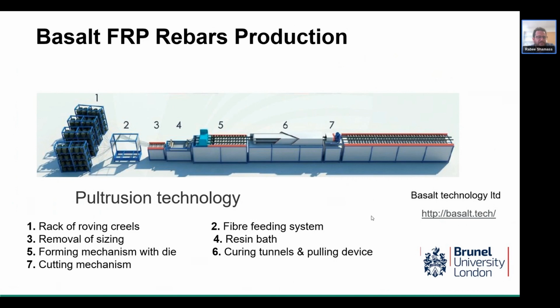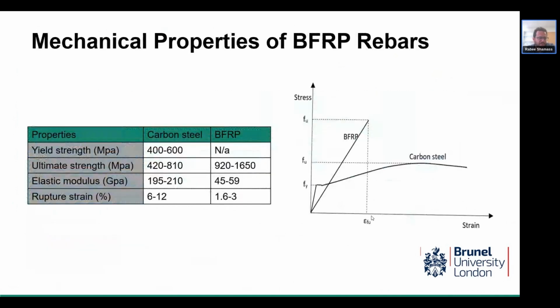The fibers are pulled through a die that shapes them into the desired bar diameter and bar profile. The bar will go through a curing tunnel, which causes the resin to harden and bond the fibers together. Finally, the rebar is pulled out and then cooled and cut into the desired length we need. I'll go through a bit of the mechanical property of BFRP rebars.